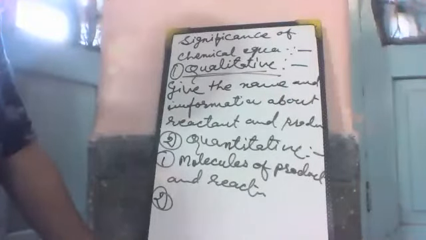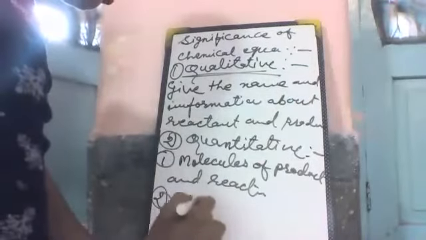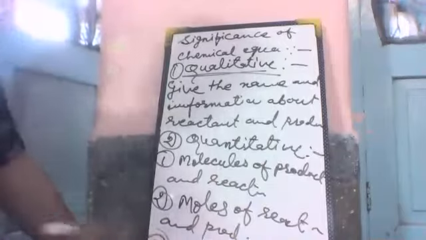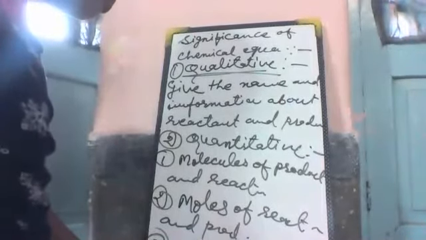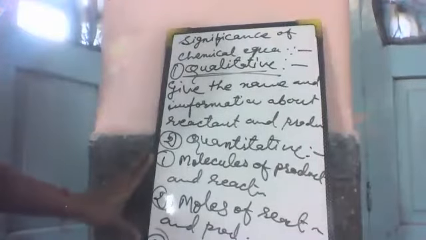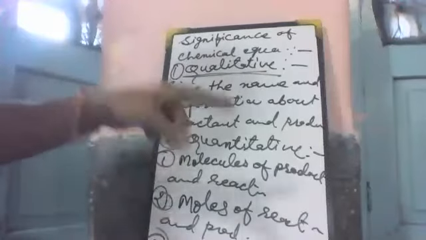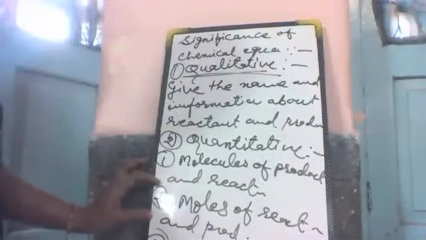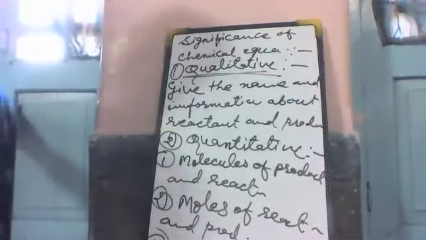The relative number of moles of reactant and product give the information of moles of reactant and product, and their atomic mass gives the information about the relative mass of product and reactant. This is the quantitative significance of chemical reaction. They give the information about the molecules reacting and the molecules produced after the reaction. They give the information about the moles of reactant and moles of product forming after the reaction. Then they give the information about the molecular mass of the reactant and product.